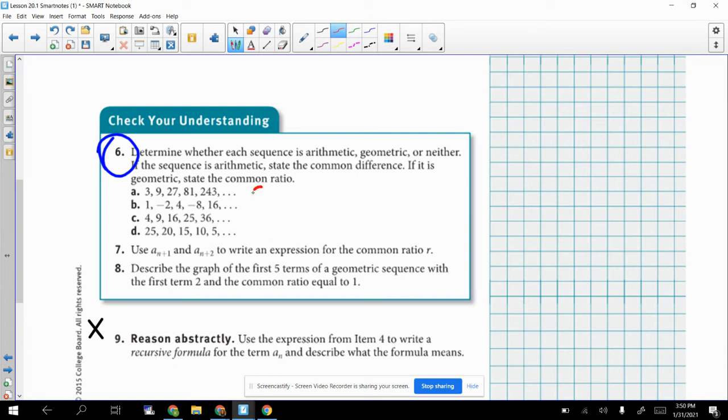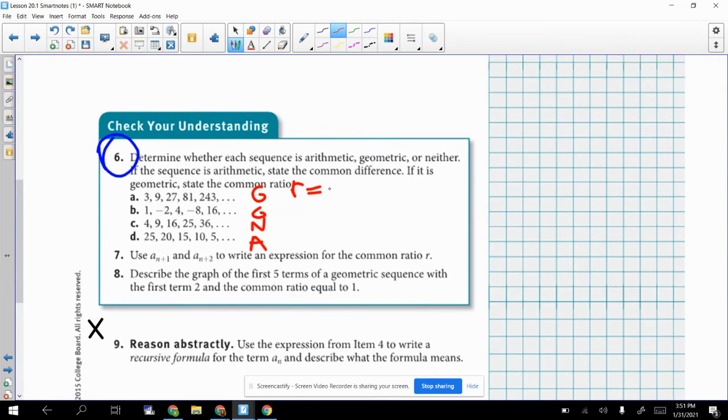All right, and hopefully you guys did that and you got A is geometric, B is geometric, C is neither, and D is arithmetic. So that's what you should have gotten. So A is geometric because it is multiplying by 3 each time. So the common ratio is 3.